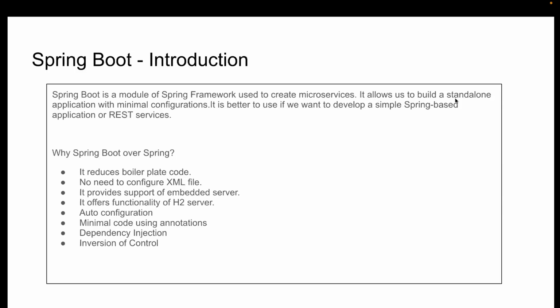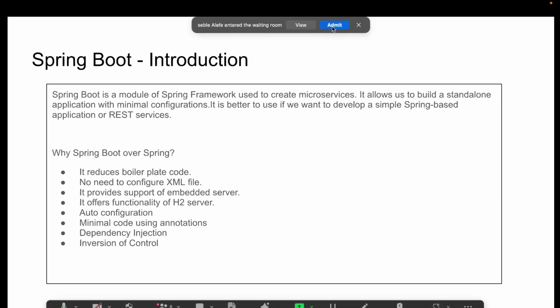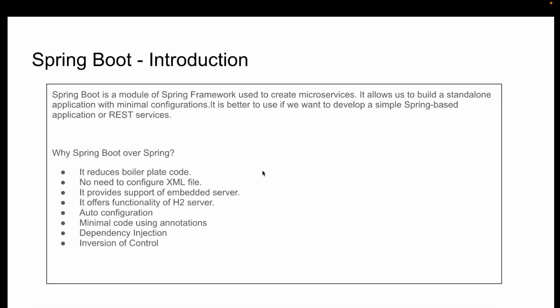So Spring Boot helps us to build a standalone application with minimal configurations. It is better to use if you want to develop a simple Spring based application or REST services. We'll go over what REST services basically are, because ultimately we'll be developing REST web services to achieve our goal. REST is also one of the architectural design patterns that will help you to develop APIs. So we'll go over and see what REST web services are.